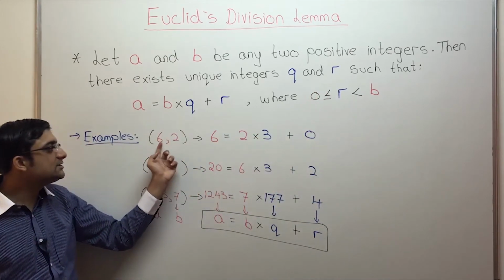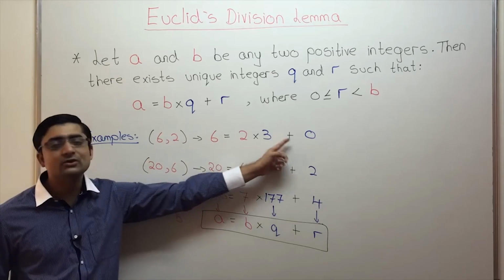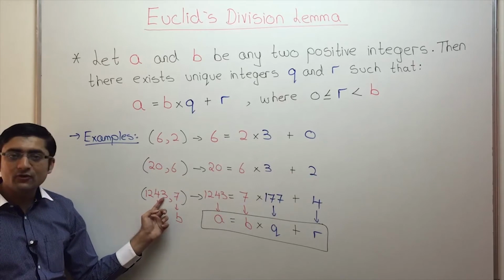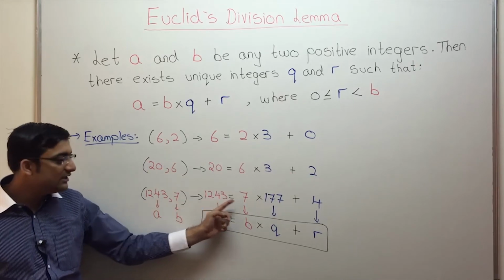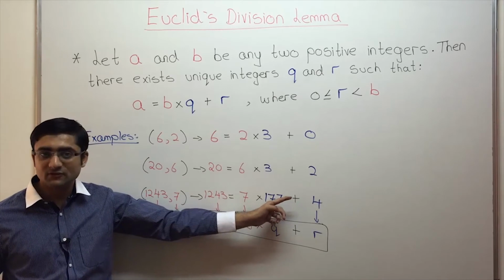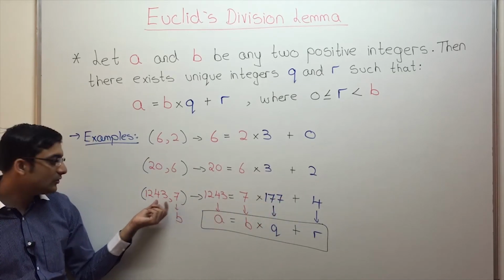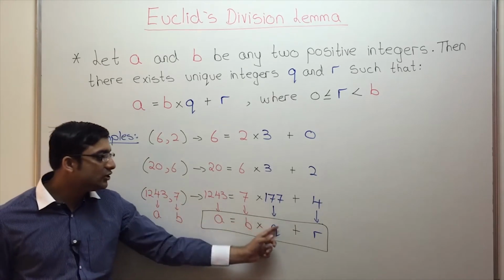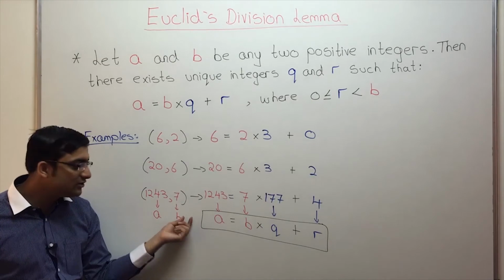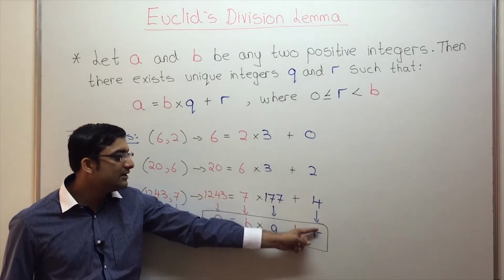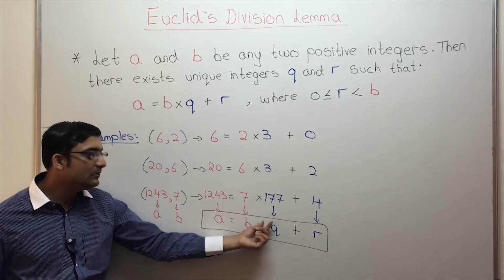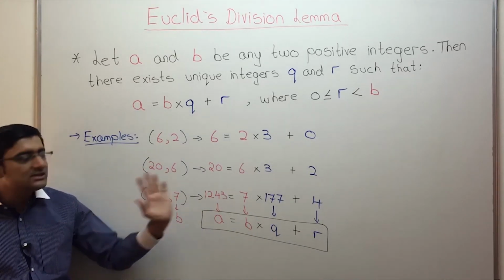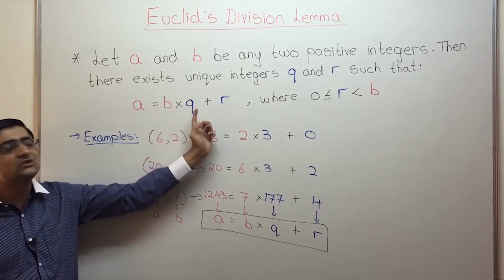For example, if I take two integers 6 and 2, so 6 is equal to 2 into 3 plus 0. 20 and 6, 20 is equal to 6 into 3 plus 2. 1243 and 7, 1243 is equal to 7 multiplied by 177 plus 4. So whenever these two positive integers are given to you, first one label it as a, second one label it as b. Right? Now how do you get q and r? Simply divide a by b. Whatever quotient you get, that is your q. Whatever remainder you get is r. So see, a is equal to b into q plus r.